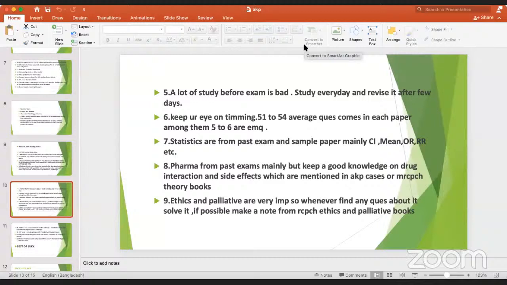And also in my group Telegram channel, there are many, many notes I shared previously. You can click my channel name and you will see lots of pictures and PDFs that are free for all of you. You will see the PDF files. Okay, from there you can take your preparation. And for my students, I will prepare some lectures for ethics and palliative so that it will be easy for them.